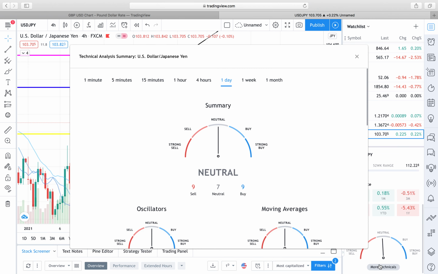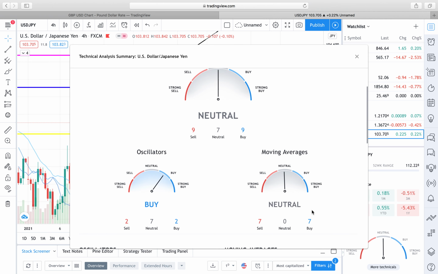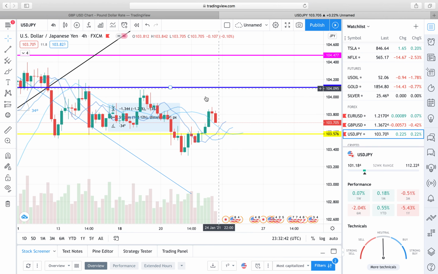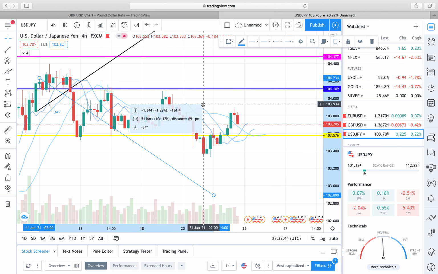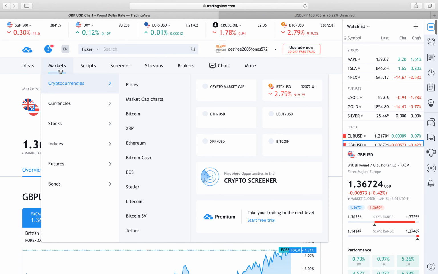And right now they're at neutral. Okay. And neutral, and then buy. But technically, wouldn't it still be neutral? Because, I mean, they're tied again. But I'm just going to go to a different chart so you could see.